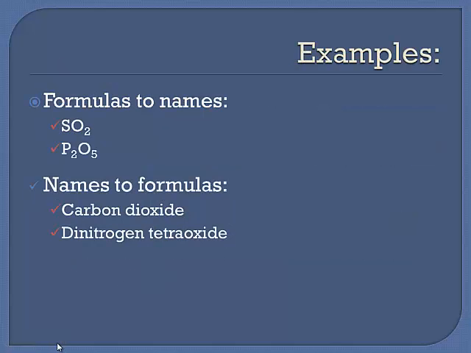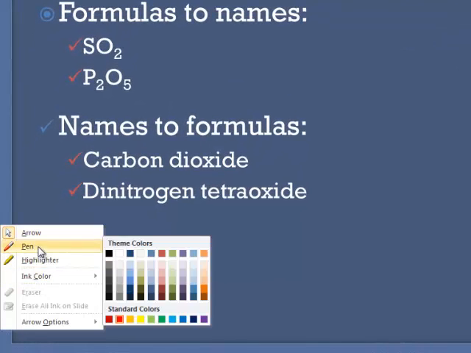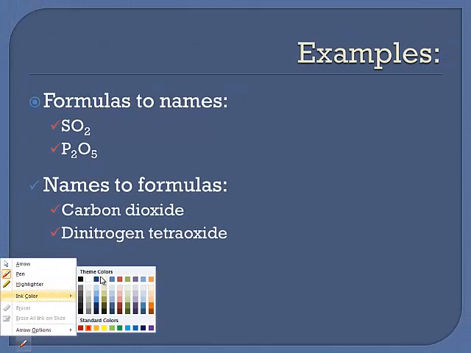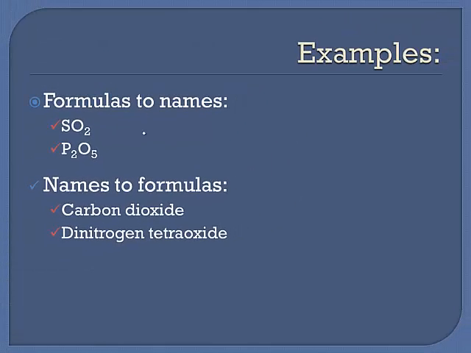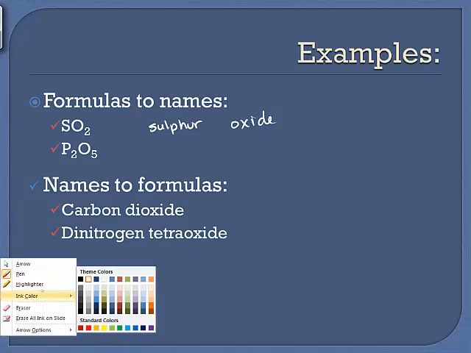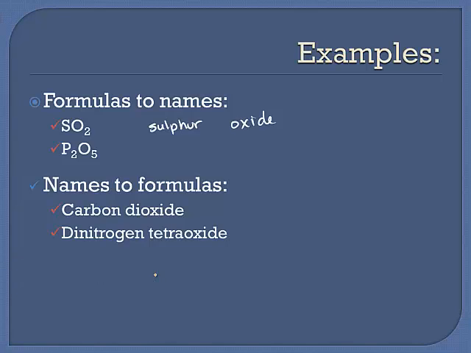So let's do a couple of examples here. The first thing I always do is write down the elements' names. The first element gets its name written down unchanged, just like in an ionic compound. So sulfur. And the second element, you already know, becomes an -ide. So this is oxide.